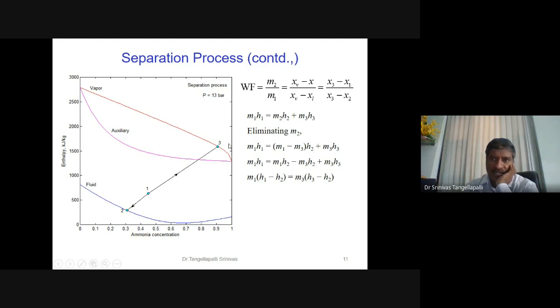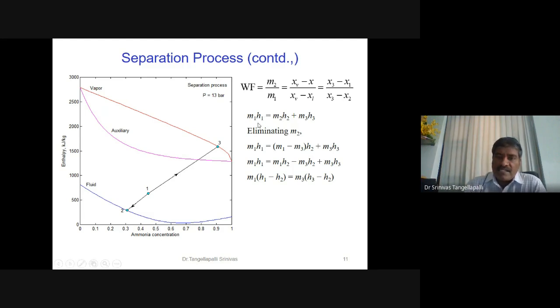M2 is this one. That means X3 minus X1, the opposite side length. Okay, now how to extend this explanation to the other properties? This is the mass balance equation. If you generate the energy balance or exergy balance in the same way, we can get the results for finding the enthalpy or entropy.